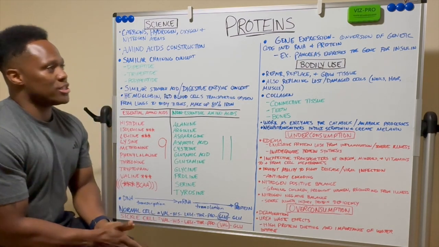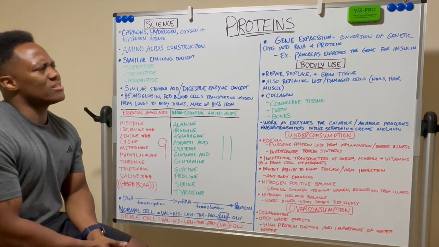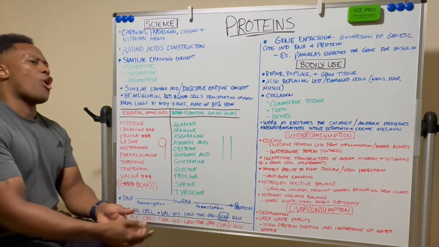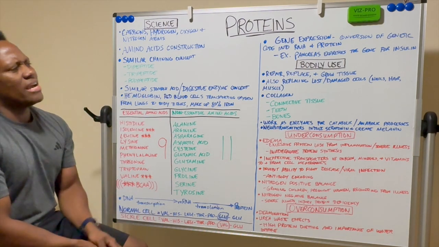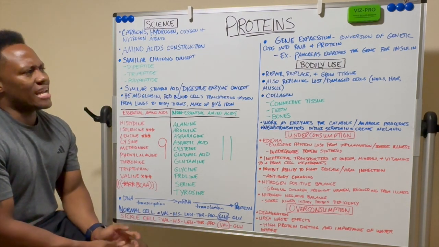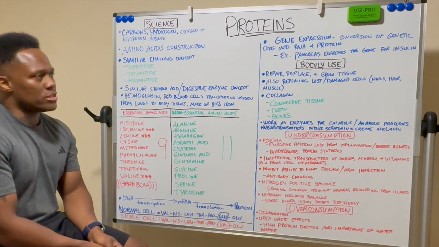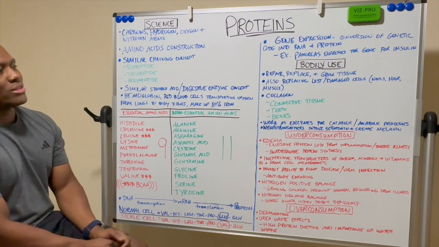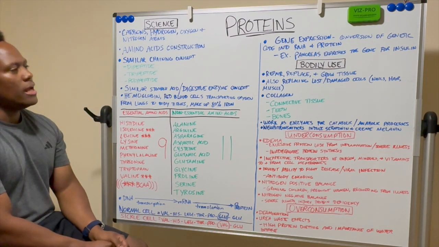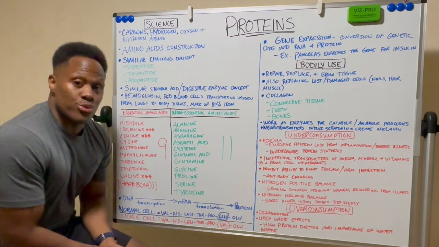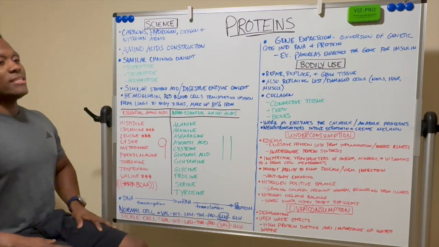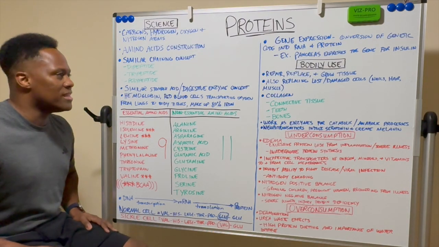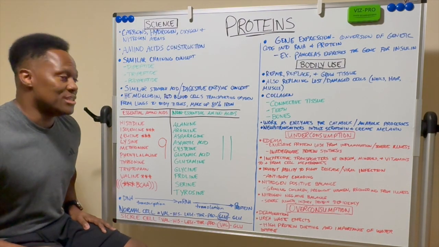We have gene expression, which is basically just the conversion of genetic code into RNA and protein. So I have here as an example, we've got insulin, right? Which the pancreas secretes. The pancreas expresses the gene for insulin. And now we go over to bodily use. So now we're getting into what's a little more fun than just the scientific stuff, at least for me.